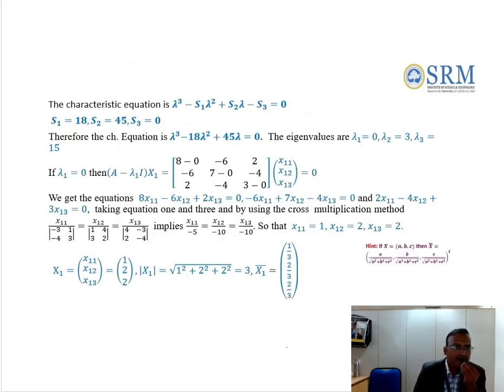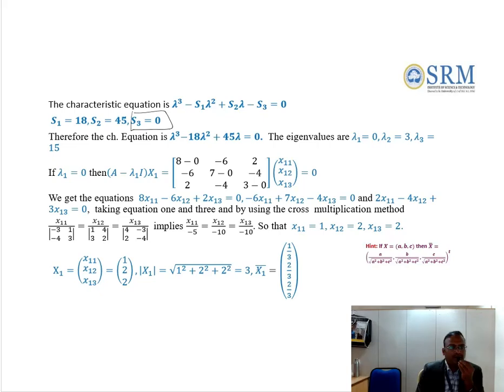Therefore the characteristic equation corresponding to this matrix A is lambda cube minus s1 lambda square plus s2 lambda minus s3 equal to 0, where s1 equal to 18, s2 equal to 45, and s3 equal to 0. That means s3 equal to 0, therefore the matrix is a singular matrix. That means one of the eigenvalues will be 0. If you replace s1, s2, s3 in the above general equation, we get lambda cube minus 18 lambda square plus 45 lambda equal to 0, and evidently lambda 1 equal to 0, lambda 2 equal to 3, and lambda 3 equal to 15, and we have to find the eigenvectors corresponding to lambda 1, lambda 2, lambda 3.